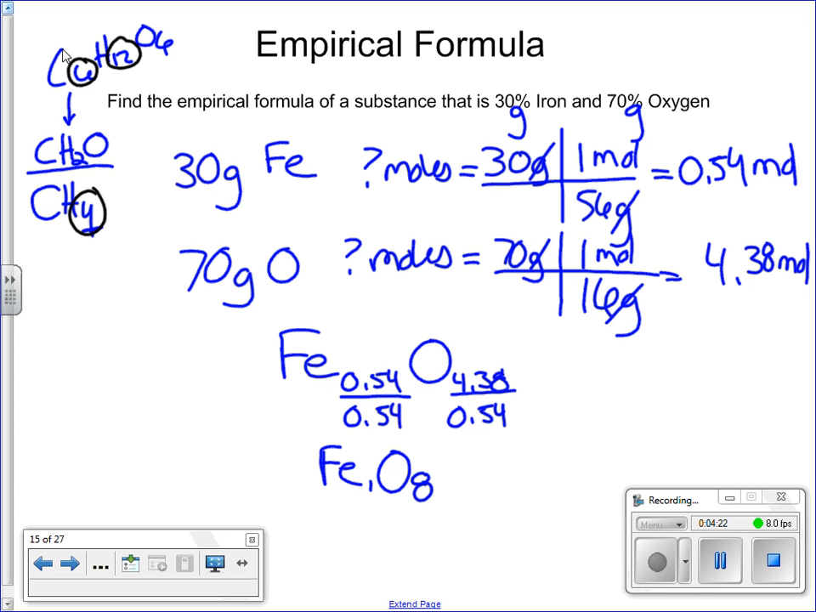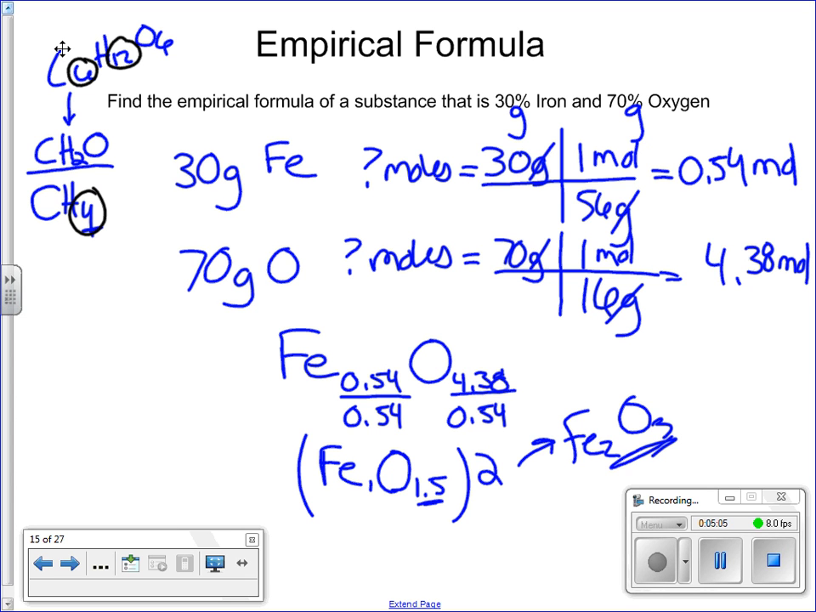If for some reason you ended up with something like Fe1, let's say 1.5, it'll be very close to 1.5, like 1.45 to 1.55. The Regents plans their numbers accordingly, unlike I did apparently in this problem. If you end up with a 1.5, you need a whole number ratio. That means you have 1 iron for every 1.5 oxygen. Just multiply it by 2. If you multiply it by 2, you end up with Fe2O3. That is a lowest whole number ratio. That is your empirical formula. That's how you do empirical formulas.